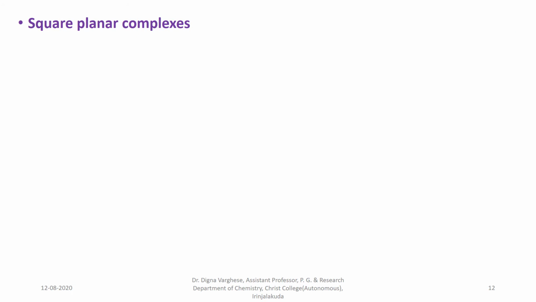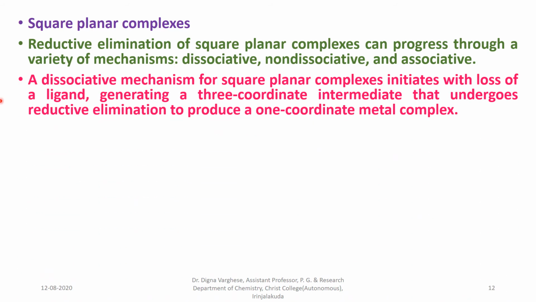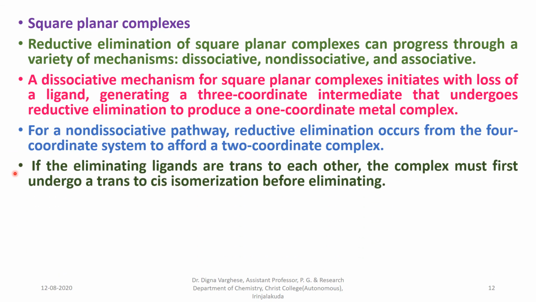In the case of square planar complexes, reductive elimination can progress through a variety of mechanisms: dissociative, non-dissociative and associative. A dissociative mechanism initiates with the loss of a ligand, generating a 3-coordinate intermediate that undergoes reductive elimination to produce a 1-coordinate metal complex. For a non-dissociative pathway, reductive elimination occurs from the 4-coordinate system to afford a 2-coordinate complex. If the eliminating ligands are trans to each other, the complex must first undergo a trans to cis isomerization before eliminating.